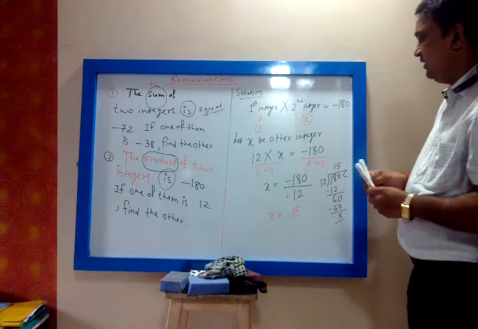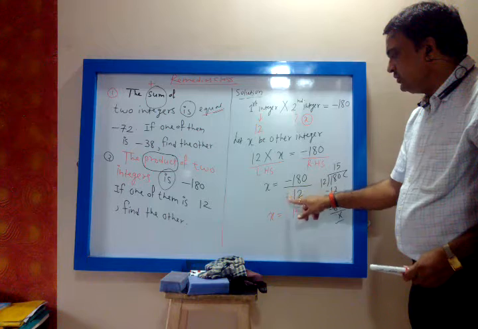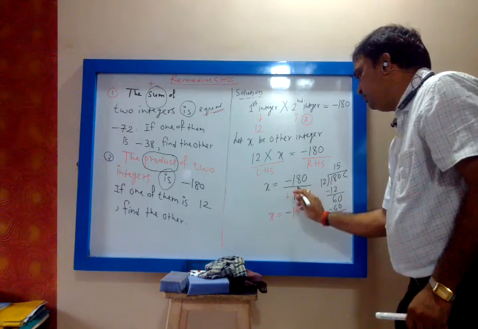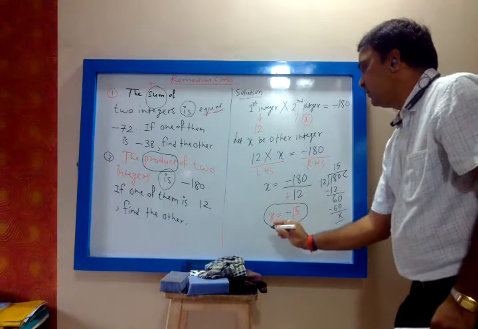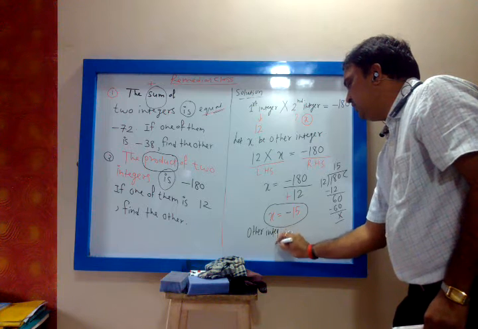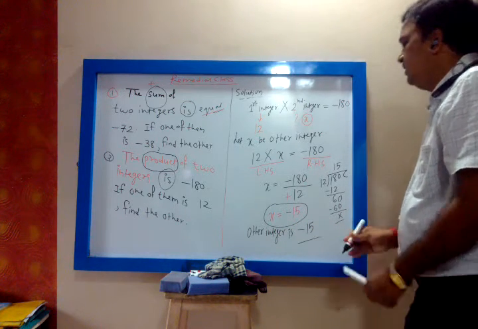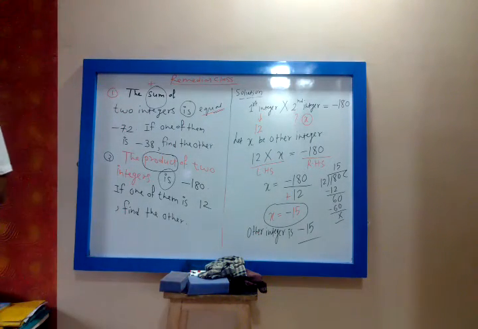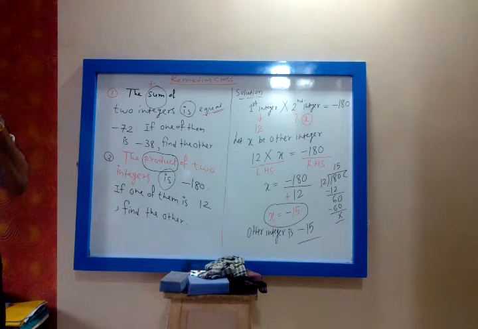But you have to take the sign. Minus and plus. Whenever they have opposite signs, minus upon plus will be minus. Minus upon plus is minus. So x is minus 15. So the other integer is minus 15.